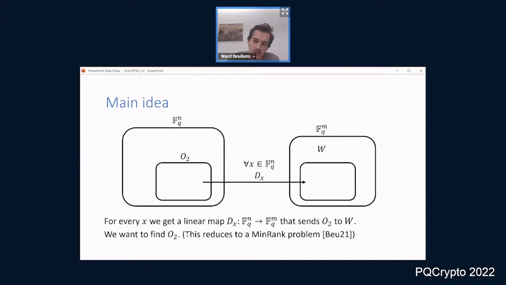The way I did this in my paper at Eurocrypt was to observe that this reduces to some min-rank problem. But actually, it turns out that there's a much more direct way of finding vectors in O2. And that's with the observation that these differentials are likely to have a non-zero kernel vector that sits in O2.